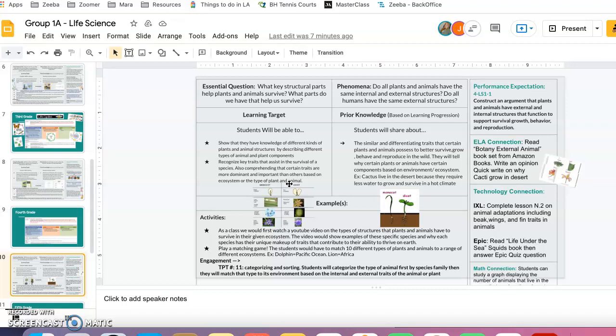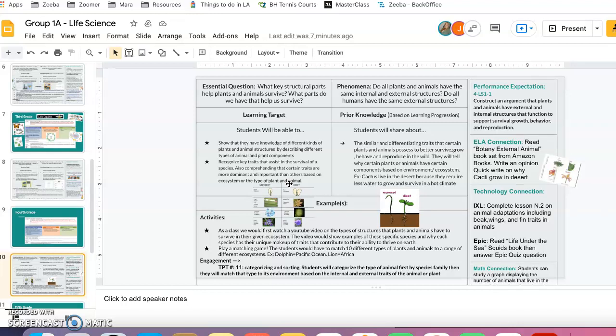A phenomenon, for example, is, do all plants and animals have the same internal and external structures? For example, based on the ecosystem or environment, why do certain animals and plants have different structures based on where they live? And then I guess the second question is, do all humans have the same external structures? You can break that down from like a macro to all the way to a micro level.